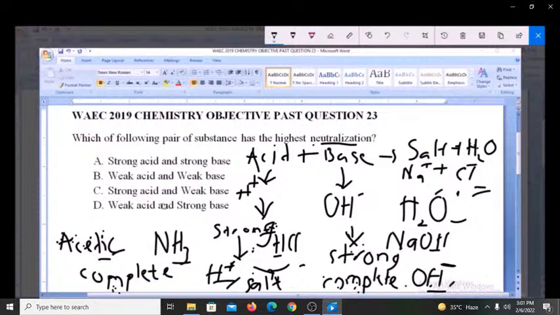Similarly, when a strong acid reacts with the weak base, because the weak base does not liberate all its hydroxyl ions, neutralization to form a salt doesn't take place very easily, and also the same for weak acid and strong base. So from the explanation given, the strongest reaction or the highest neutralization is between a strong acid and a strong base, which is option A.